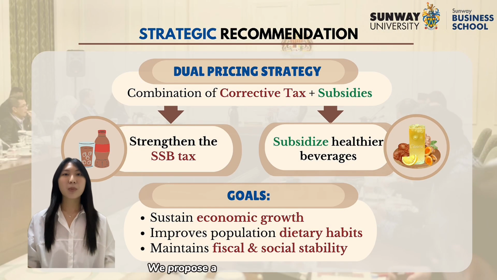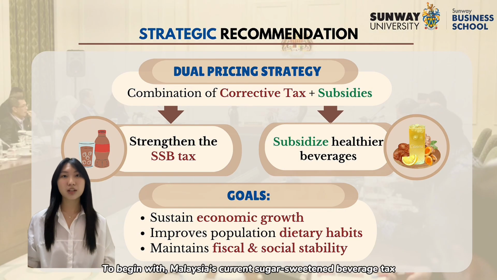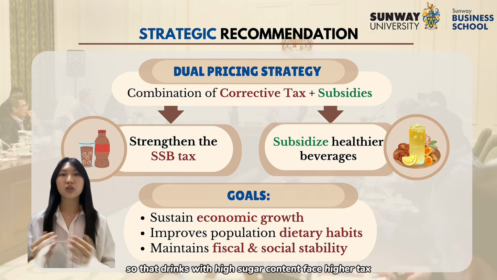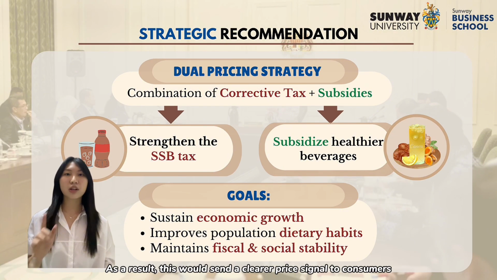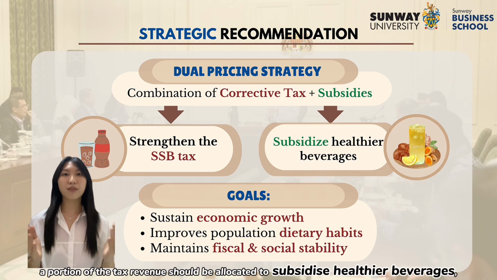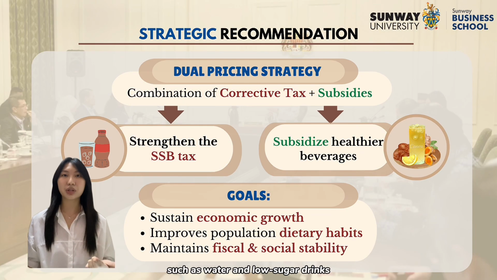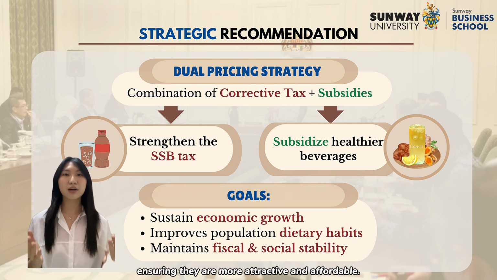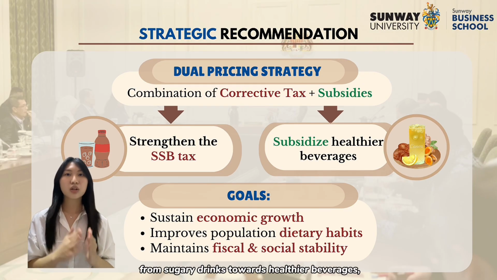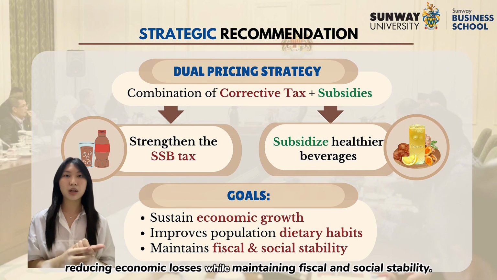For our recommendation, we propose a dual price strategy. To begin with, Malaysia's current sugar-sweetened beverage tax should be strengthened by adopting a higher or tiered rate, so that drinks with high sugar content face higher tax. As a result, this would send a clearer price signal to consumers, helping internalize a greater share of the external healthcare and productivity costs. Along with that, a portion of tax revenue should be allocated to subsidize healthier beverages, such as water and low-sugar drinks, ensuring they are more attractive and affordable. Hence, this approach aims to shift consumption away from sugary drinks towards healthier beverages, reducing economic loss while maintaining fiscal and social stability.